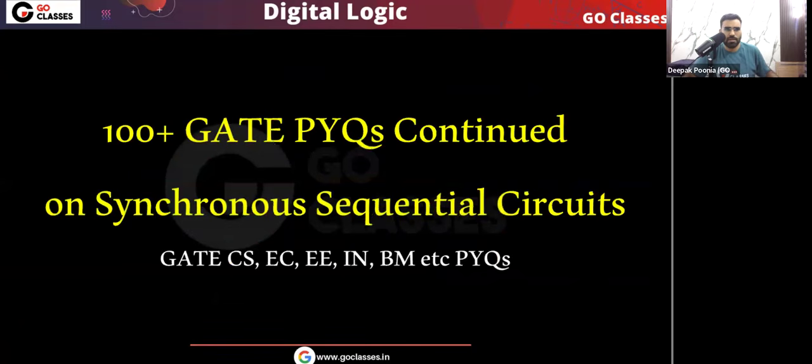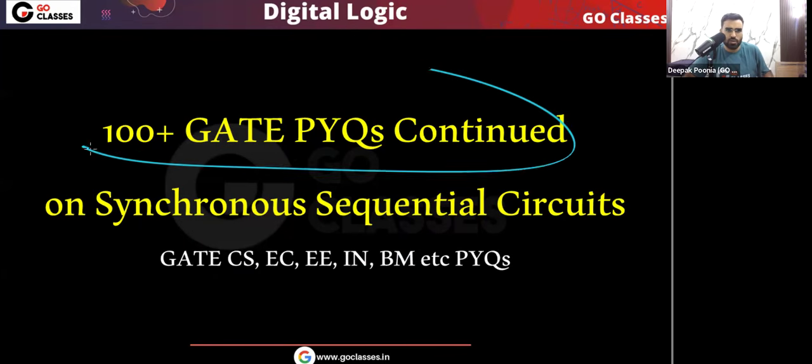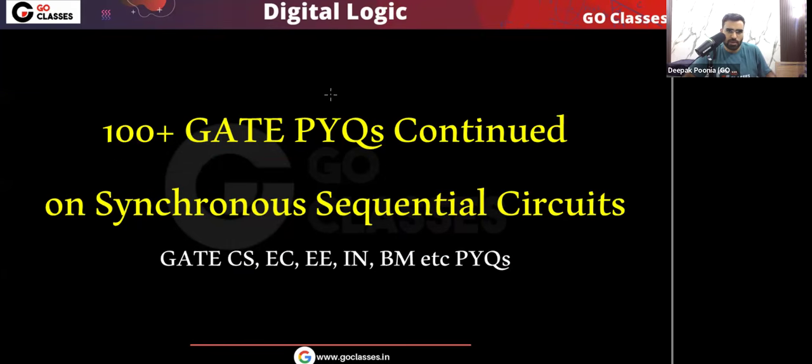Very simple. Now let's continue our discussion of 100 plus GATE PYQs on synchronous sequential circuits from GATE CS, EC, EE, IN, instrumentation, and biomedical. So basically, from all the GATE branches, we are going to continue the synchronous sequential circuit PYQs. A lot of PYQs we have already seen in the previous two parts, part 1 and part 2. This is part 3, and let's continue the discussion of GATE PYQs now.